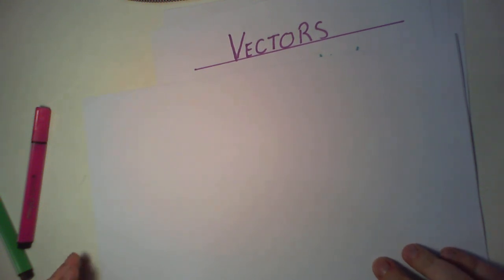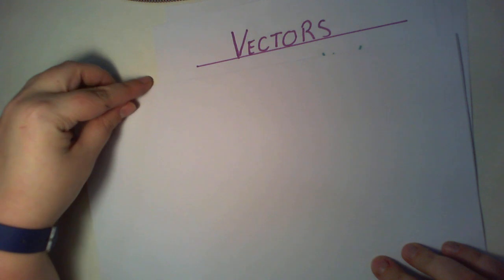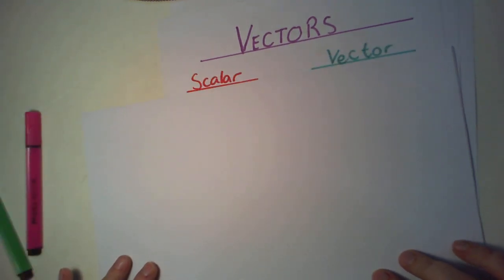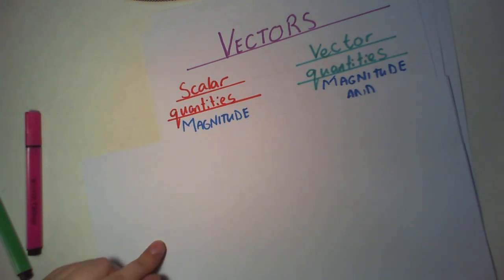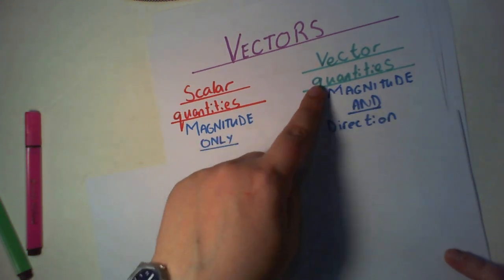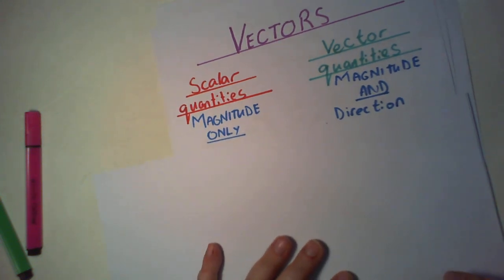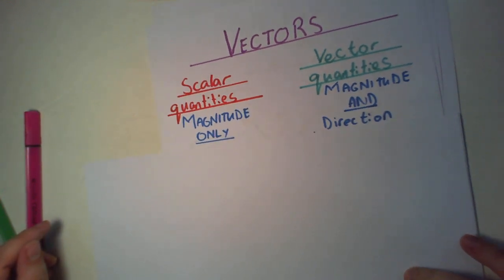So firstly, let's define what a vector is. When we talk about vectors and scalars, we have scalar quantities which have only a magnitude, and vector quantities which have magnitude and direction. Can you think of a few examples? If you're using this for revision, pause now and try to think of a few examples for yourself.